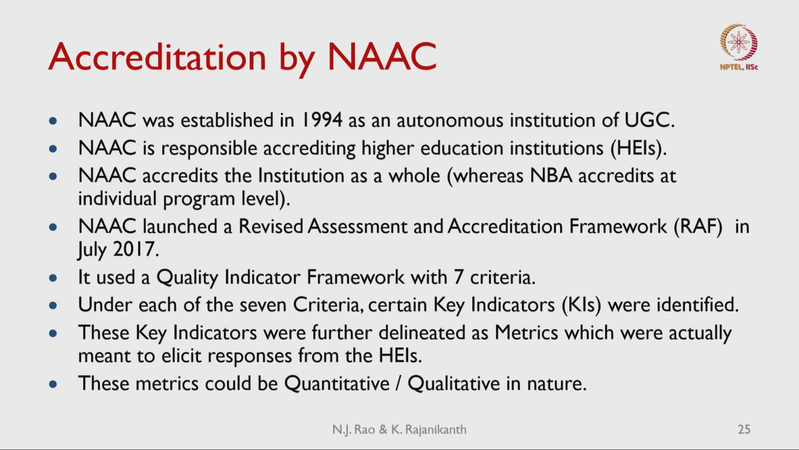In last year only, the NAAC has proposed a revision in its accreditation structures. At that time, in July 2017, it adopted outcome based education framework. Then it used a quality indicator framework with 7 criteria. Under each of the 7 criteria, certain key indicators were identified, and these key indicators were further delineated as metrics which are actually meant to elicit response from the higher education institutions. These metrics could be quantitative, which are essentially facts and figures supplied by the institute, or qualitative, which are reports generated by the institute. In all cases, the documentary evidence that needs to be uploaded has been specified.